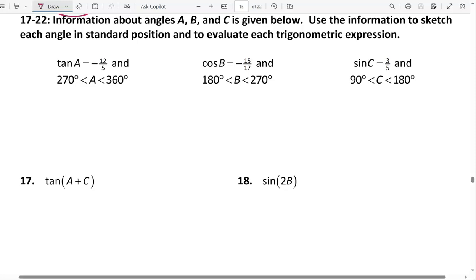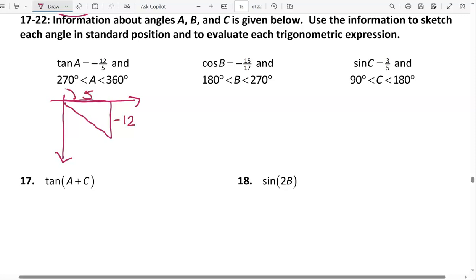For 17 through 22, we have information about angles A, B, and C. I'm going to draw each one of them and draw a reference triangle. For angle A, this is an angle between 270 and 360, so this will be a quadrant 4 angle. And the tangent of angle A is equal to negative 12 over 5.